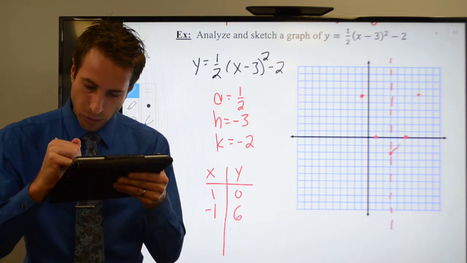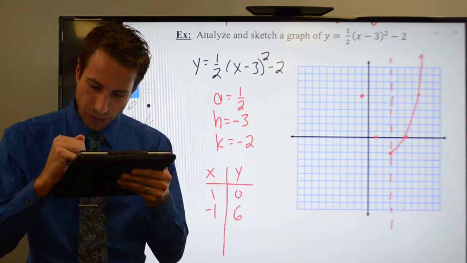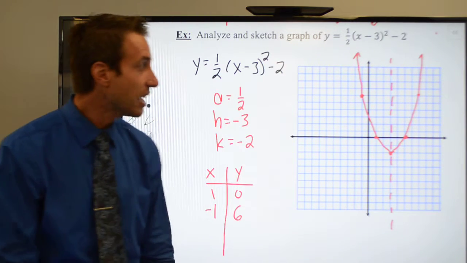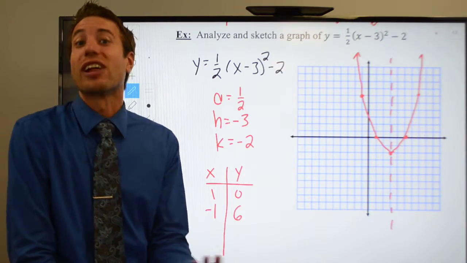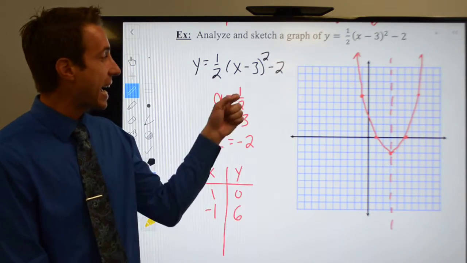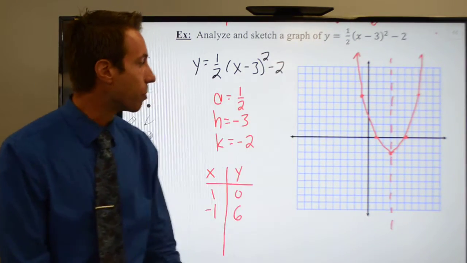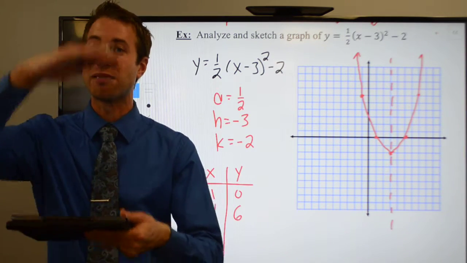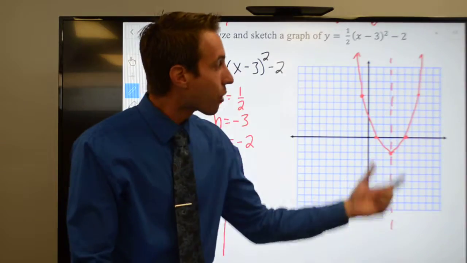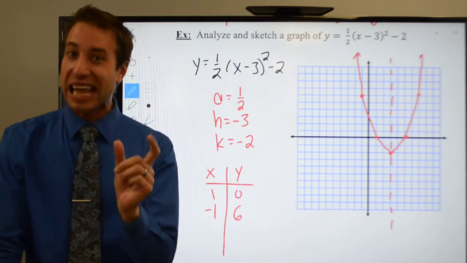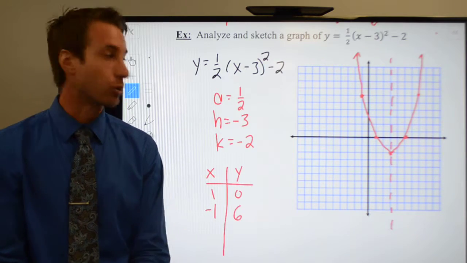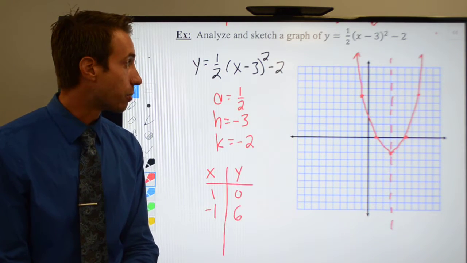That's more than enough points. That parabola is going to run right up through there. And it does look like I would expect it to. My a is positive, so my parabola opens up. It's a positive 1/2, which means a vertical compression. And my parabola does look like it's slightly wider than it would be if a were just equal to 1 and it were a standard parabola.